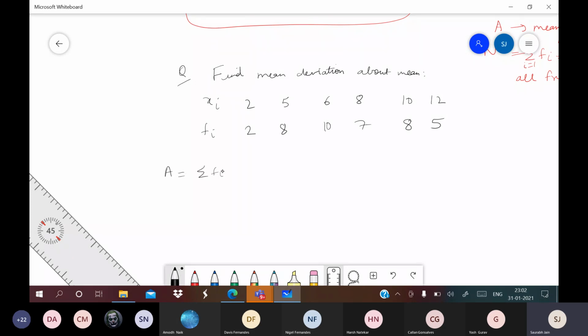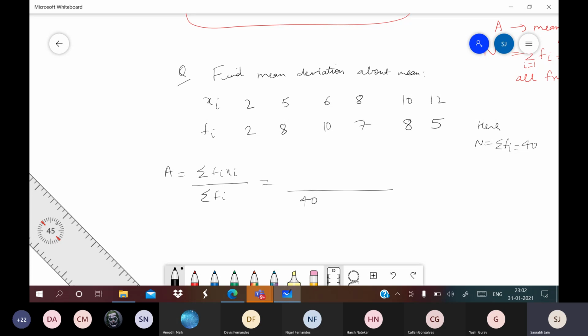What is mean? Sigma fi xi upon sigma fi. You also write the sum of frequencies, because it will be required in the question. Sigma fi is how much? Add all the frequencies: 10, 20, 27, 35, 40. So the denominator is 40.